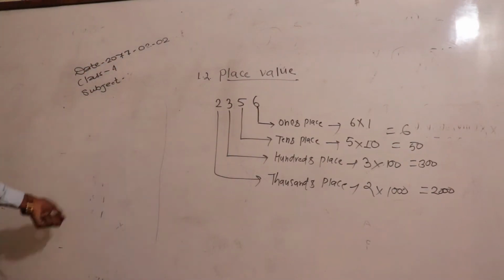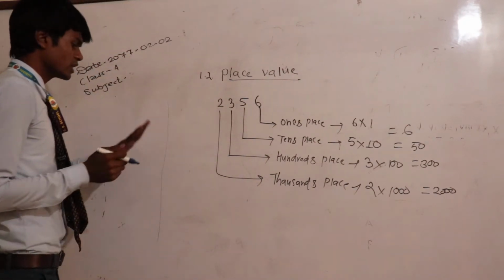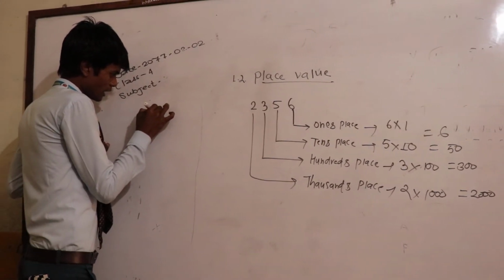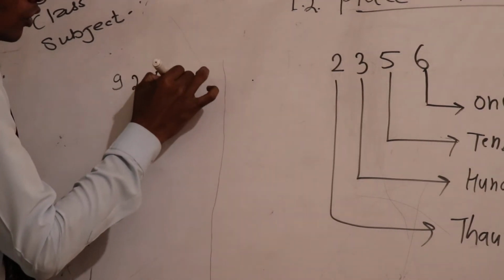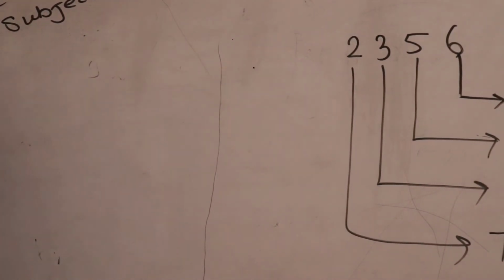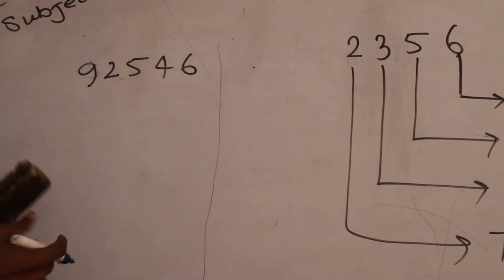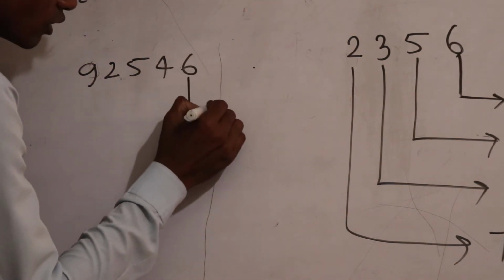We can also take a next example. This time there were only 4 digits. Now we are going to take 5 digits: 9, 2, 5, 4, 6. There are 5 digits. Now which place is this?